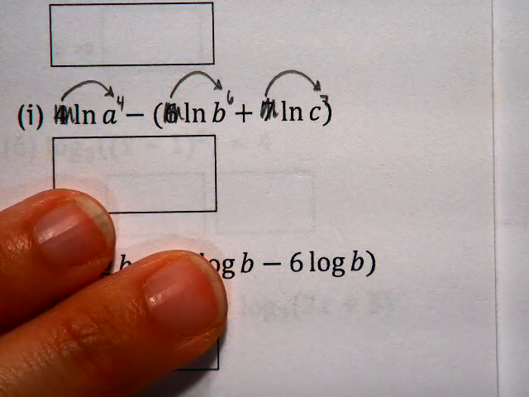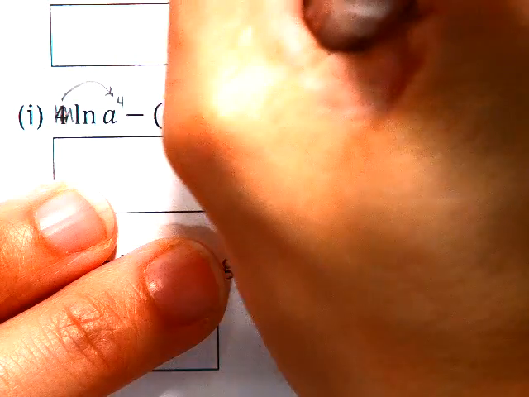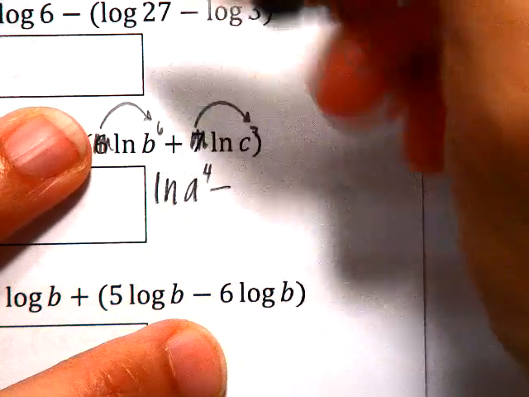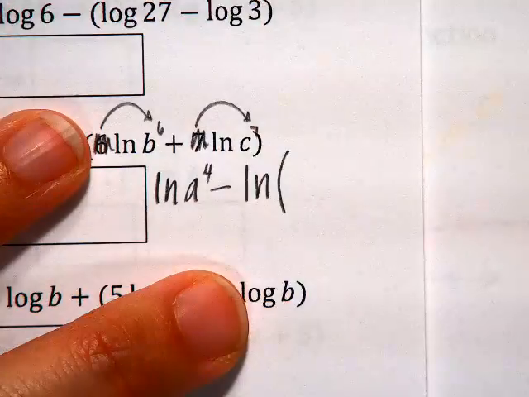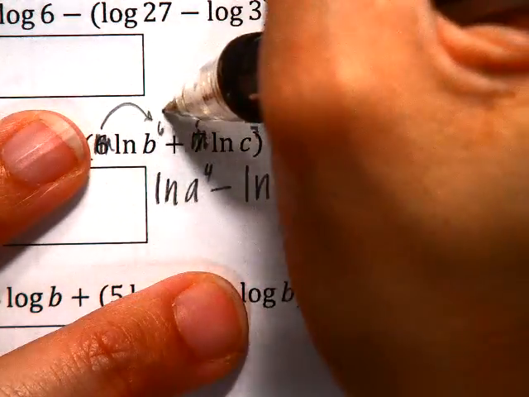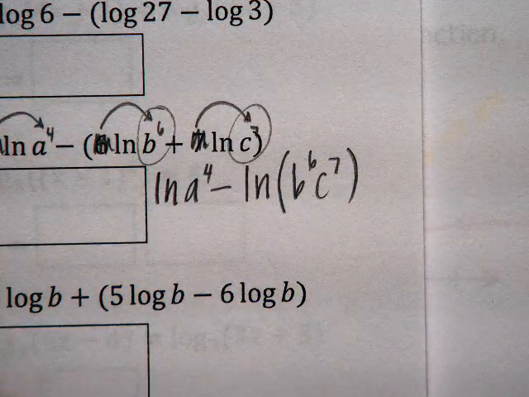Now parentheses need to go first. Always parentheses first if you can. So I'll leave natural log of A to the 4th for a moment. Minus, then I'll condense these together. I can tell plus means multiply. So natural log of product B to the 6th times C to the 7th. Notice I'm just multiplying them by going through the motions of multiplying. I'm not actually multiplying it at all.